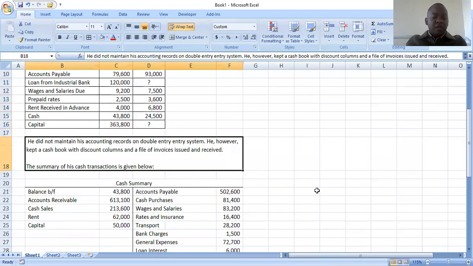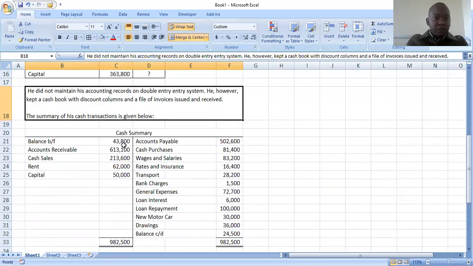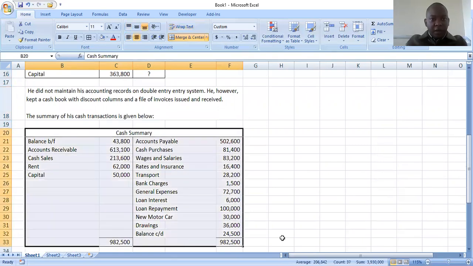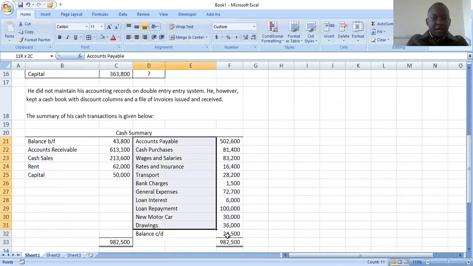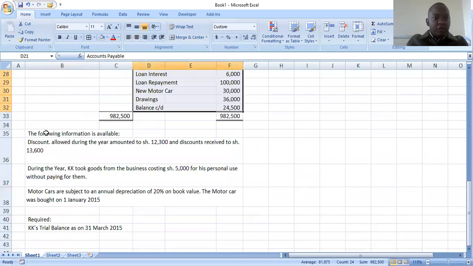And then further, we are told that he did not maintain his accounting records on double entry system of accounting. He, however, kept a cash book with discount columns and a file of invoices received and issued. So the summary of his cash transactions was as below. You can see down there, we have the cash summary, the inflows on the debit side and the outflows on the credit side.